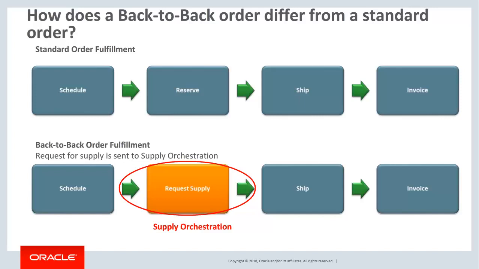Let us take a simple example of standard order fulfillment, in which the steps involved are scheduling of the order, reservation of the ordered quantity, shipment of the order, and finally the invoicing of the order. In comparison, back-to-back supply creation and fulfillment goes through an additional step of requesting for supply immediately after the order line is scheduled. This additional step is required to create supply in order to fulfill the sales order. This request for supply is sent to supply chain orchestration or SCO, which in turn takes control of the supply creation process.